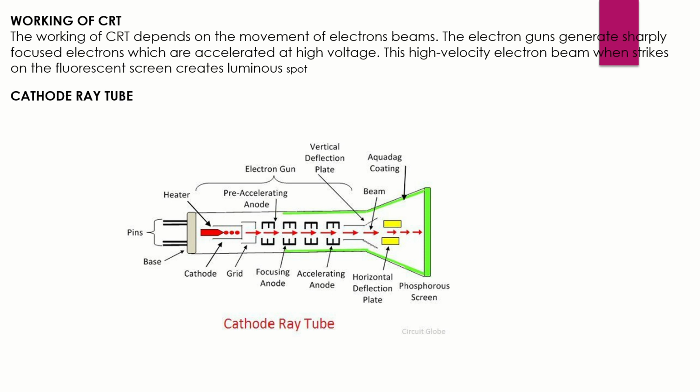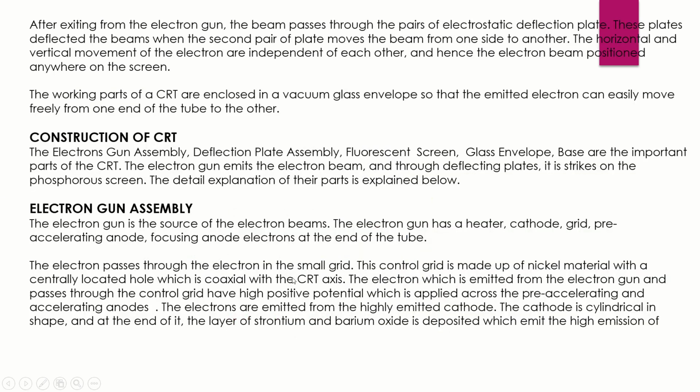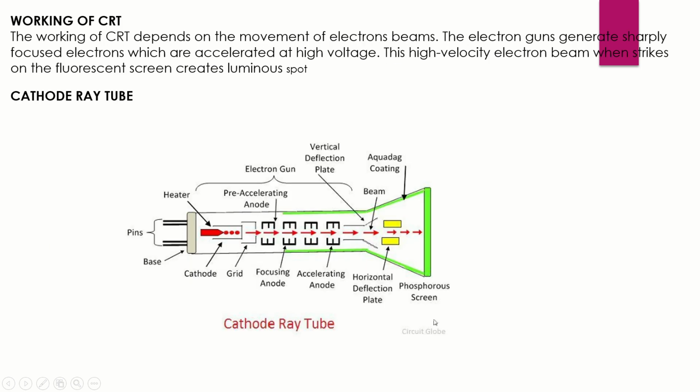The cathode is cylindrical in shape, and one end of the cylinder is coated with strontium barium oxide, which provides high electron emission. Here is the cathode. It is cylindrical in shape and generates high emission.